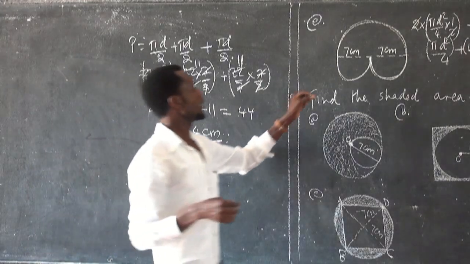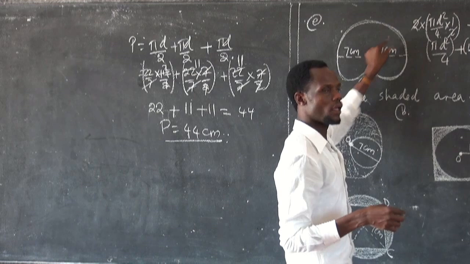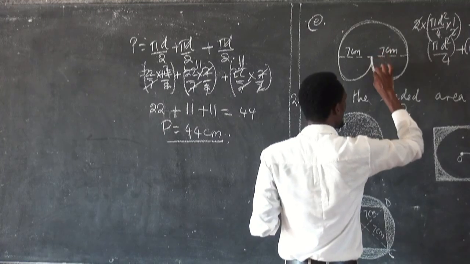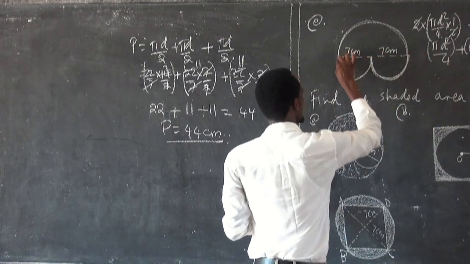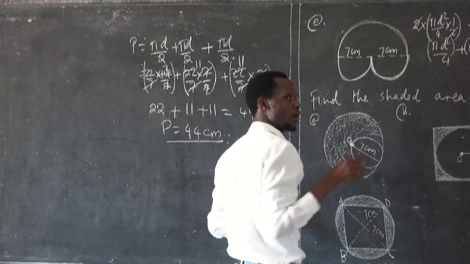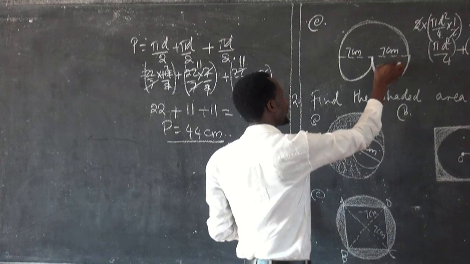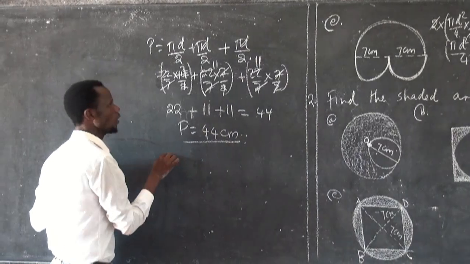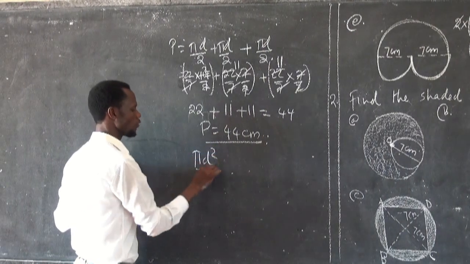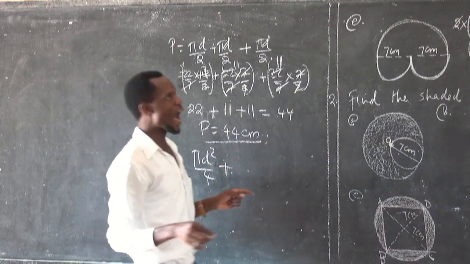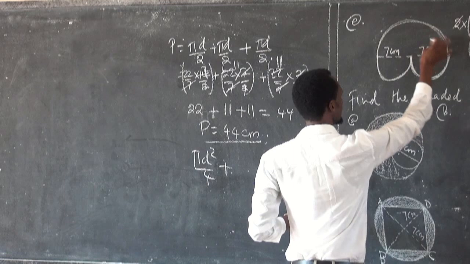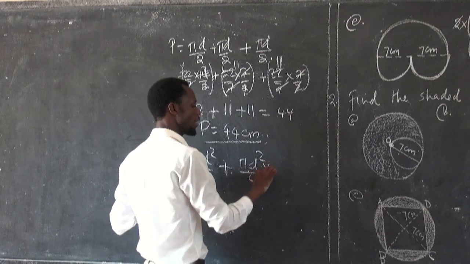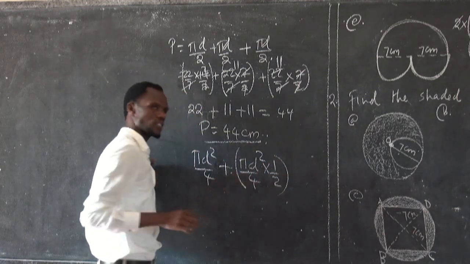But the area, the coverage of this one, and this one plus this one. See, these are circles with the same diameter. That is, we put them together so that we can obtain a single circle. Now, that is pi d squared over 4. Then you plus the other semicircle, which is equal to pi d squared over 4 times 1 over 2, because it is a half circle.